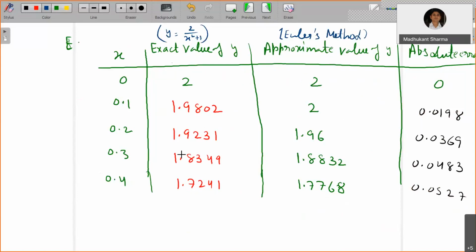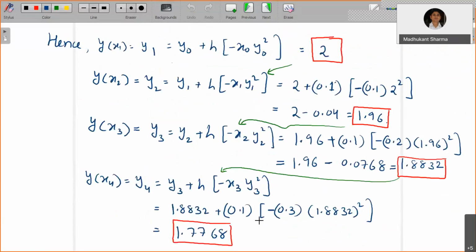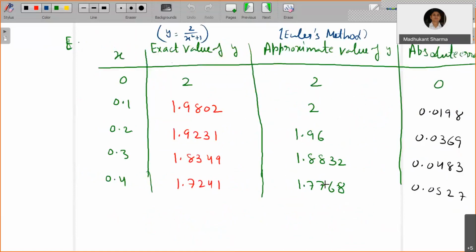Now, these are the approximate values which we have got from the previous steps: 2, 1.96, 1.8832, and 1.7768. Then you take the difference and take their magnitude. You can also see that at 0.1, the error is 0.0198 in the absolute sense. Then the next errors are 0.0369, 0.0483, 0.0527.